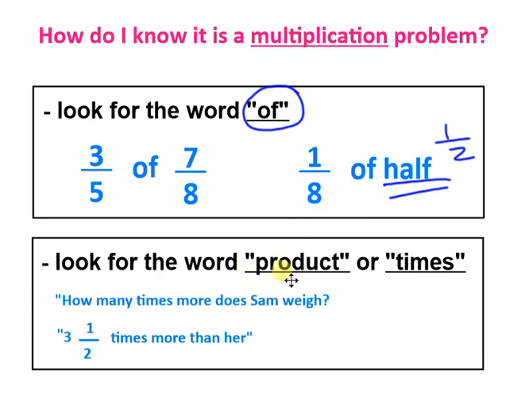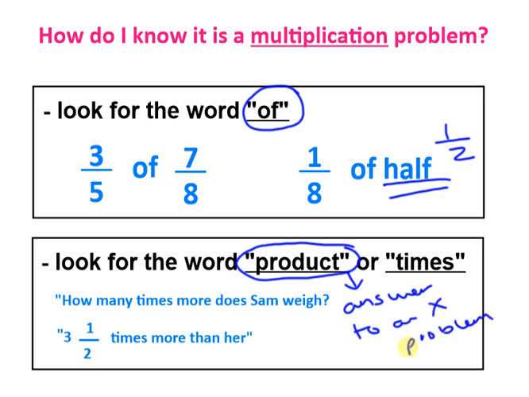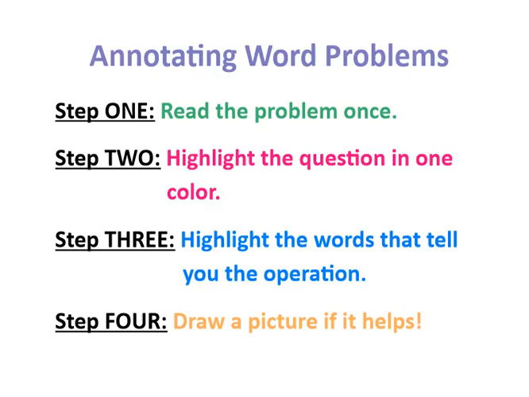Okay. You also want to look for the word product, because remember that the word product means the answer to a multiplication problem, or you're going to look for the word times. This could look like how many times more does Sam weigh, or 3.5 times more than her. Okay, so those are some examples.